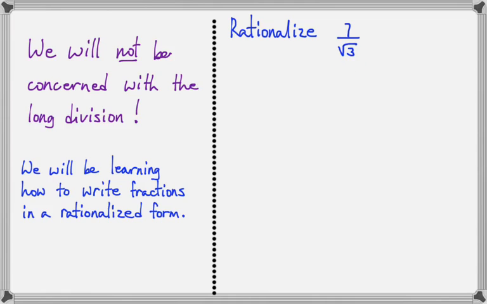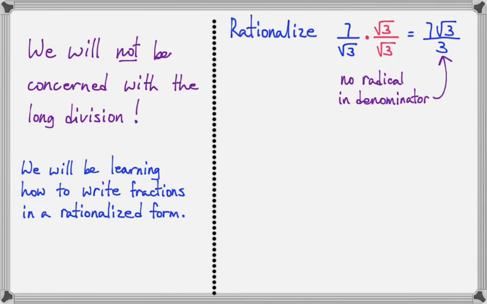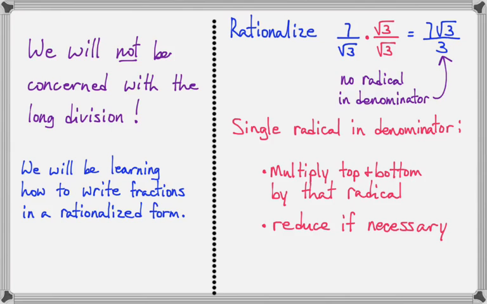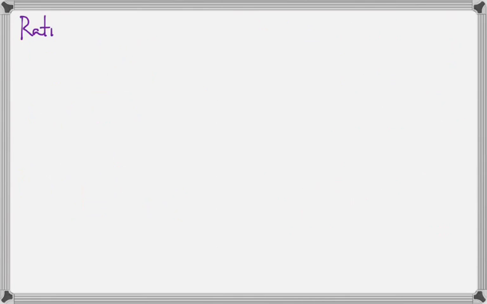Rationalize 7 over square root of 3. So you remember that rationalizing just means getting rid of the radical in the denominator. And we know that if we multiply this radical times itself, we'll get rid of the radical in the answer, but we know if we do it to the denominator, we have to do it to the top. So it becomes 7 square root of 3 over 3. And the end goal is accomplished, which is no radical in the denominator. So as long as we have just a single radical in the denominator, it's very easy. We multiply the top and the bottom of the fraction by that same radical and reduce if necessary. And I've got some examples here on the next page for us.